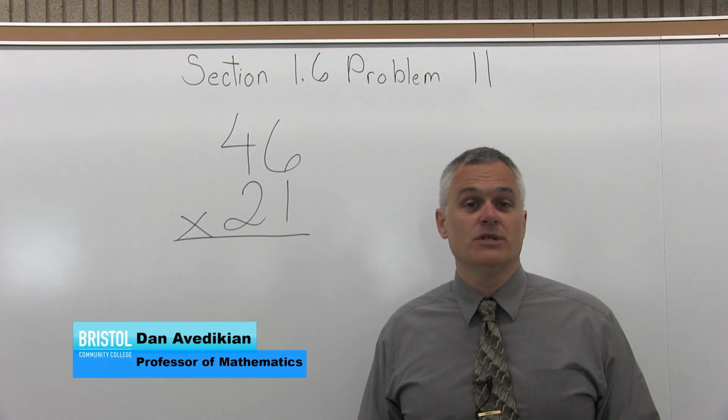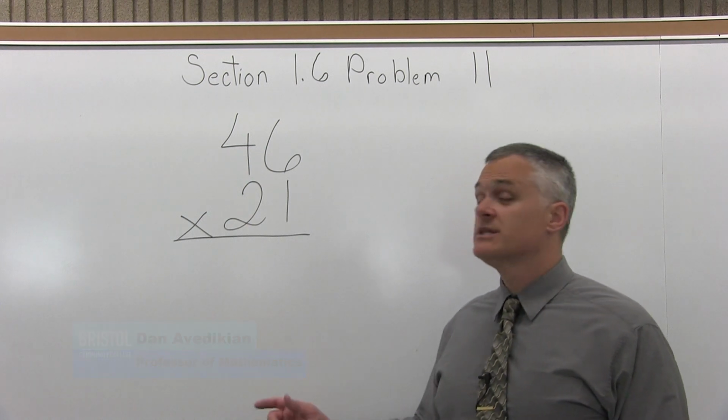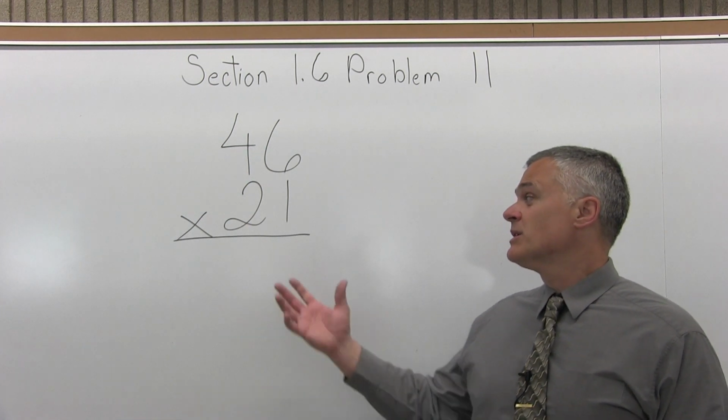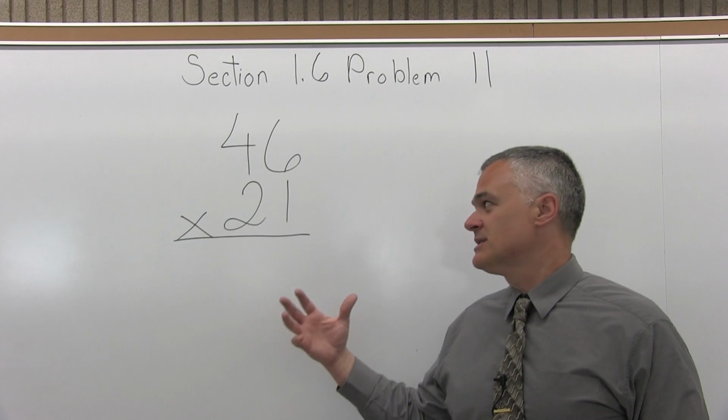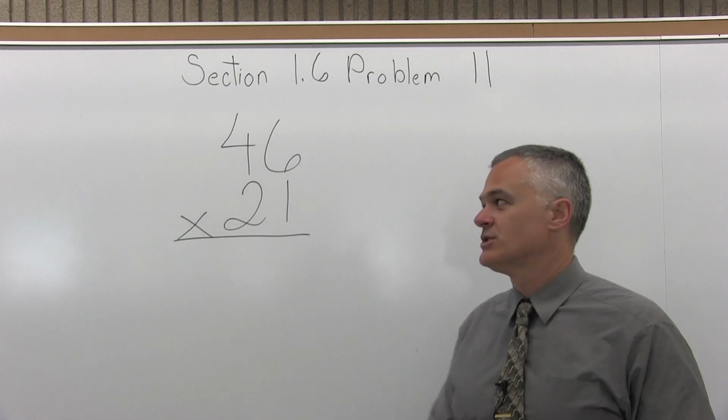This is Section 1.6, Problem 11. We have 46 times 21. So this is a big enough problem that we really have to do it out. This isn't anything that anybody would memorize in a multiplication table.